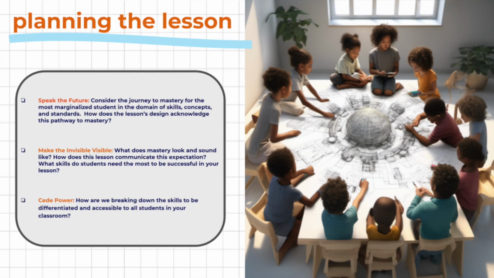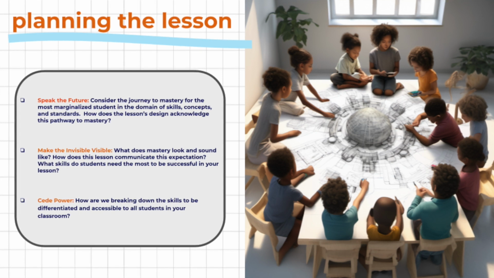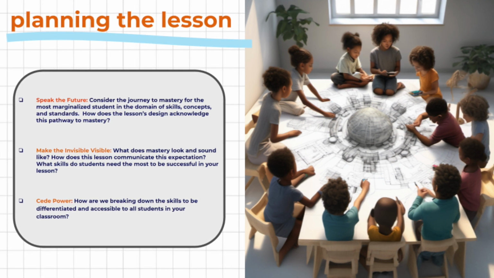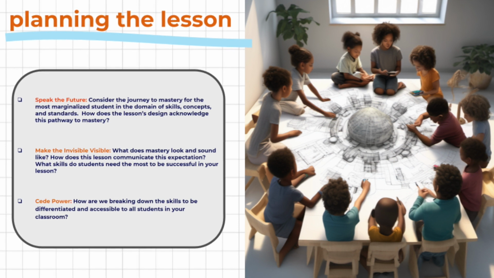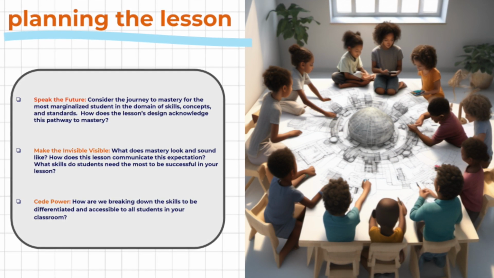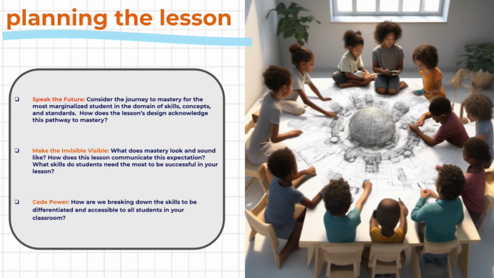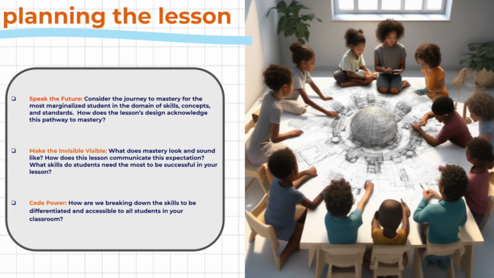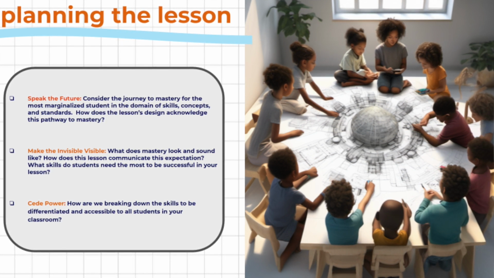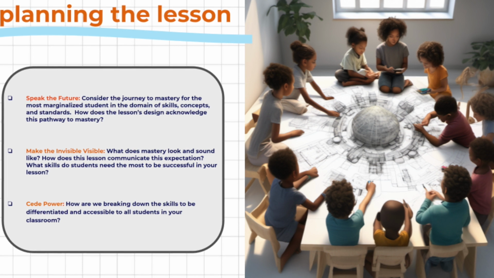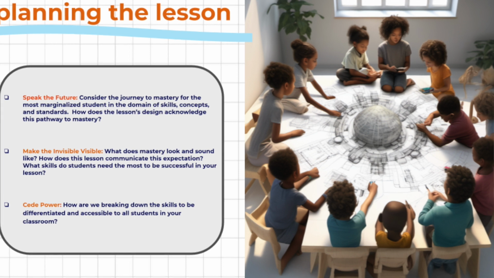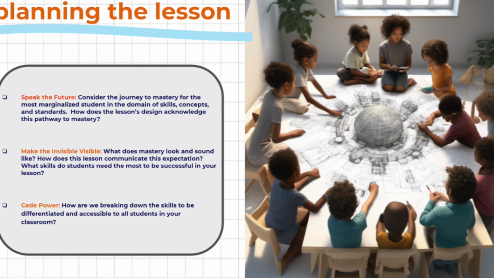Then we also want to think about how, in planning the lesson, we look at the other design frameworks. So, speaking the future, consider the journey to mastery for the most marginalized student in the domain of skills, concepts, and standards. How does the lesson's design acknowledge the pathway to mastery? How do we know that our lessons, no matter what the task is at the end, provide a journey for all students to master the content? And that might look different for each and every student. So, how are we making sure that we scaffold them to get them there?